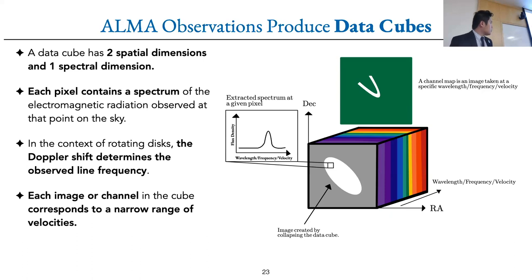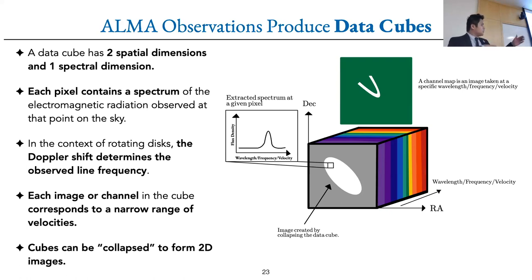Every image or channel in the cube corresponds to a very narrow, specific range of velocity. So when we're looking at a given image, we're looking at parts of the disk that are moving with that given rotational velocity or a given range of rotational velocities. And cubes can be collapsed. You can imagine summing across the third dimension to form a two-dimensional image, so we're projecting down from three dimensions into two dimensions. And we can look at some of the information from the two-dimensional maps as well.